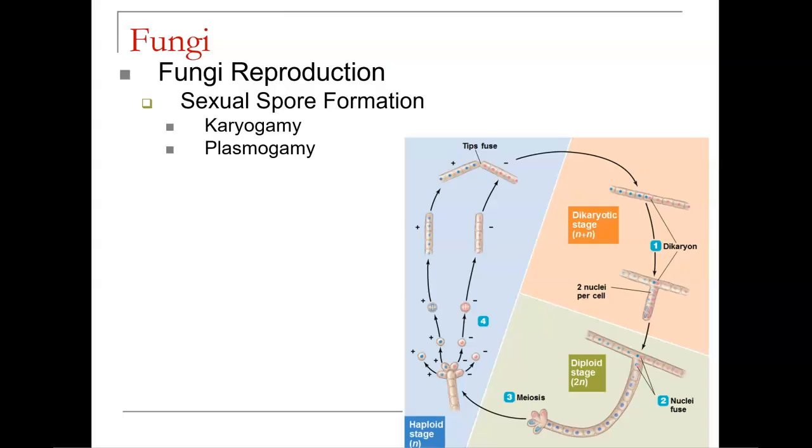Fungi that engage in sexual reproduction are going to be designated as pluses or minuses in that strain. You have meiosis, which involves the separation of chromosomes and the division of the diploid nucleus into two haploid parts.